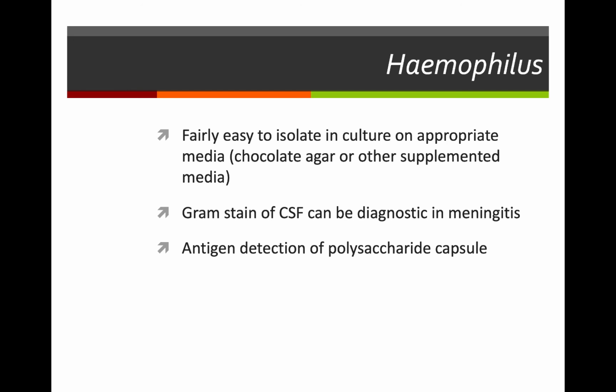Remember, you have to provide that hemin and the NAD, so chocolate agar or other supplemented media. Gram stain of the cerebrospinal fluid can be diagnostic. Remember, gram-negative bacillus or short bacillus. So we've talked about gram-positive coccus, Streptococcus pneumoniae, gram-negative coccus, the Neisseria meningitidis. Now we have a gram-negative bacillus or coccobacillus, Haemophilus influenzae.